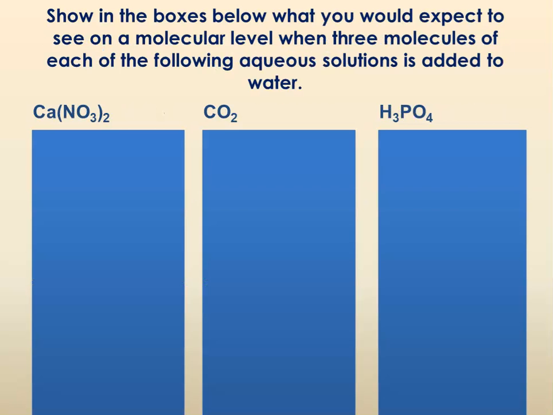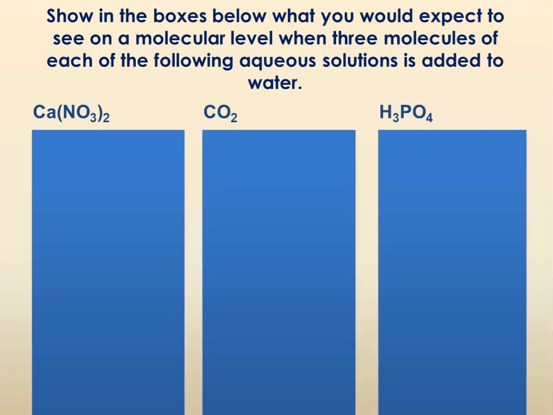And then our final example with electrolytes, show this in the boxes below what you would expect to see on a molecular level when you have 3 molecules of each of the following, and these are all in aqueous solution. So we just need to determine whether they are strong, weak, or non. We don't have to worry about states this time. What would happen when they're added to water?